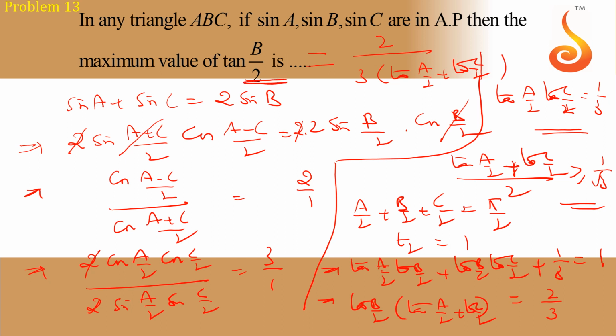When I want the minimum value of tan(B/2), I should give the maximum for tan(A/2) + tan(C/2). So AM is greater than or equal to GM, no? So tan(A/2) + tan(C/2) minimum is 1 by root 3. When the minimum of tan(A/2) + tan(C/2) is 1 by root 3, if I substitute it here, then I'll get tan(B/2) maximum, no? So 2/3 into 1/root 3, which is equal to how much?